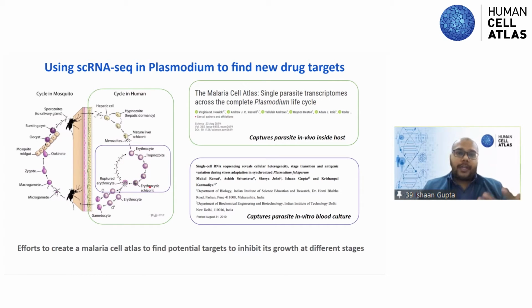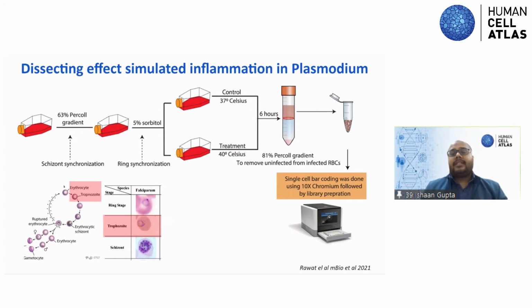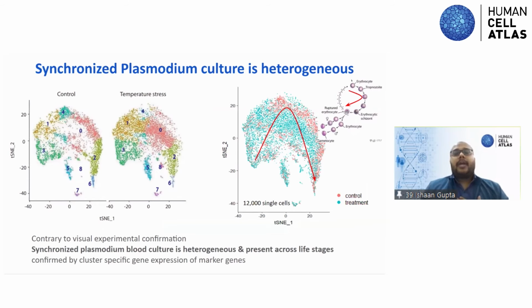So what we wanted to answer is, if you have a synchronized culture, at least that's what we began with, and you treat it with heat stress. So when we obtain these rings after synchronization, we grow them for 6 hours at normal temperature and in heat stress. We put them through a single cell sequencing pipeline on 10x. Do we see some changes? So the first interesting thing that we found was that we do capture cells. Parasites can be captured, they can be sequenced quite well. On the 10x, we were able to capture about 12,000 cells.